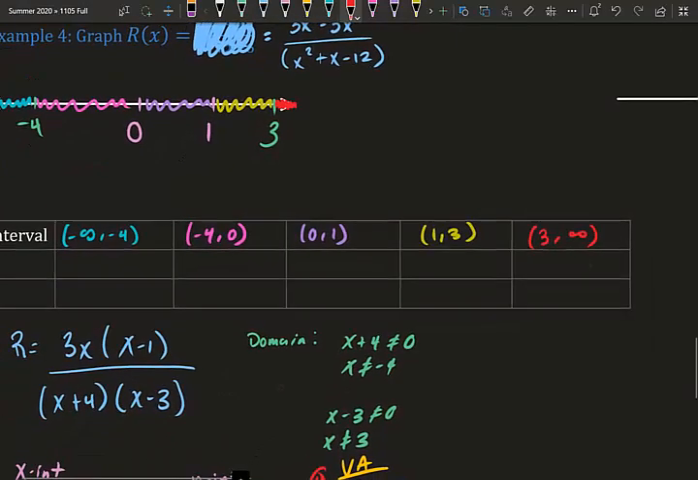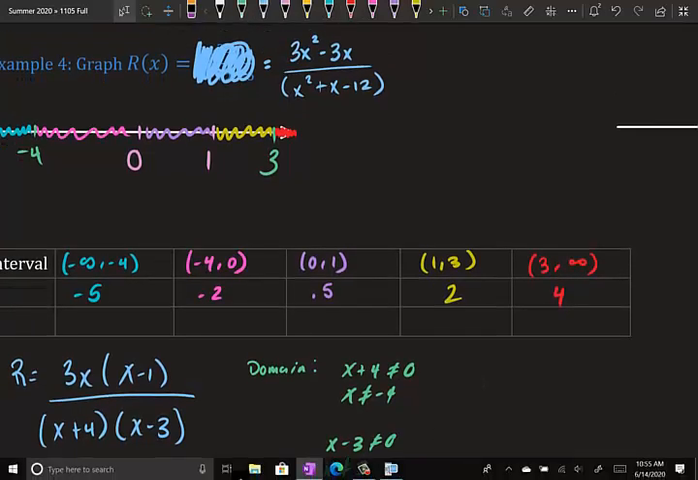All right, now we pick numbers in those intervals. A number between negative infinity and negative 4 is negative 5. A number between -4 and 0, I chose -2. You can choose -3. You can choose -1. I just chose -2. A number between 0 and 1, 0.5. A number between 1 and 3, 2. And then a number between 3 and infinity, 4. Alright, so let's plug this into our calculator.